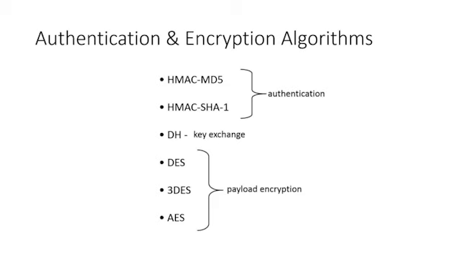So here are our authentication and encryption algorithms that you need to be familiar with. Those authentications, right? We have the MD5 and SHA-1. For our key exchange, we have the DH. What's that stand for? You remember? The Diffie-Hellman, right? And then the payload encryption, we can use DES, triple DES, or AES. AES being the best out of those, obviously.